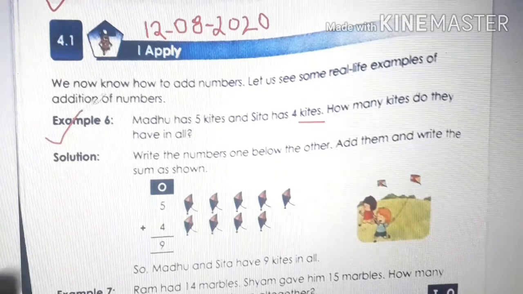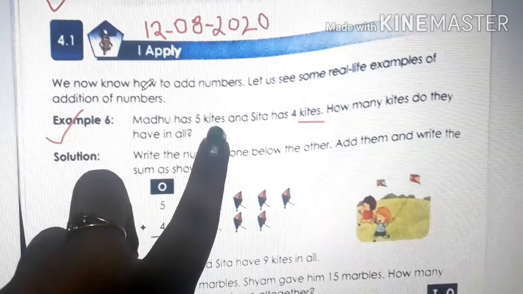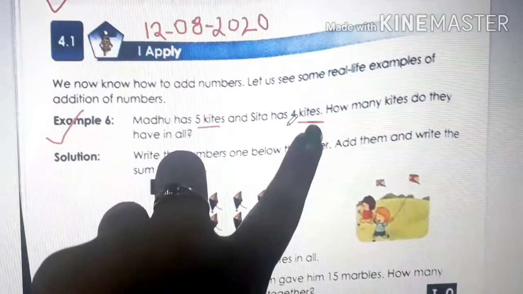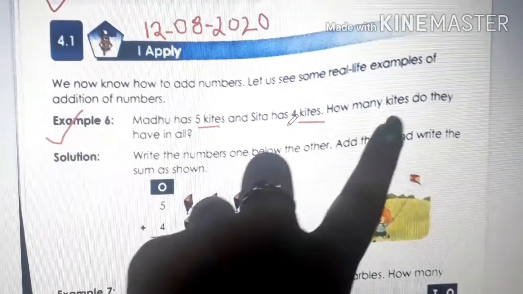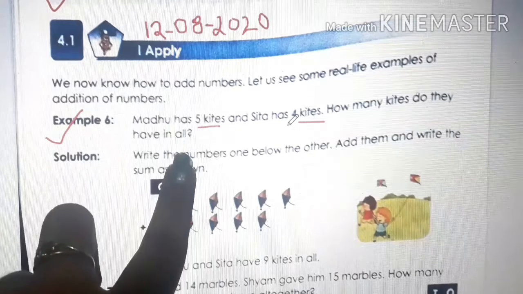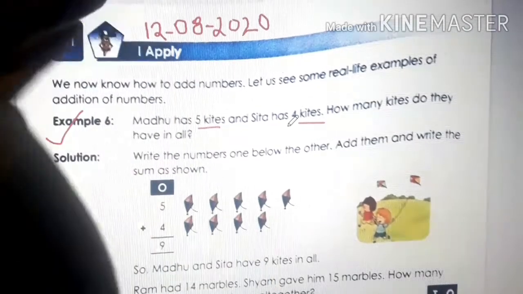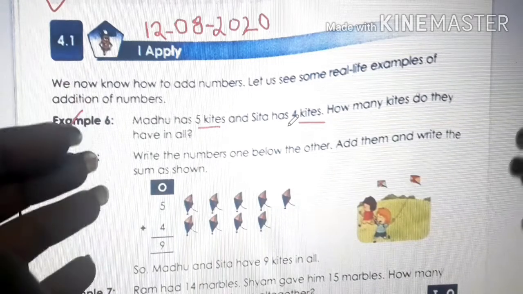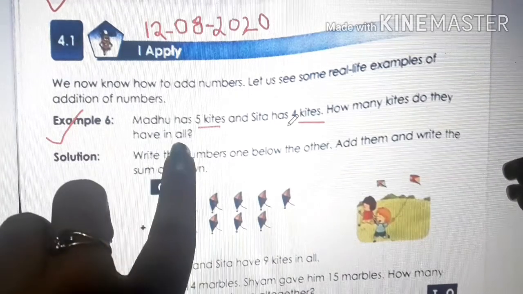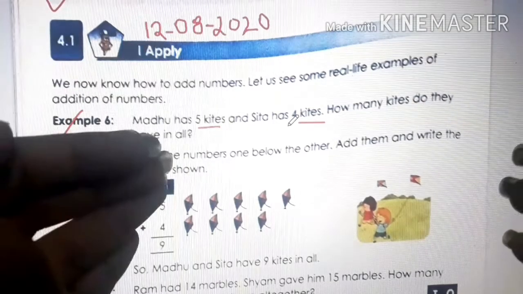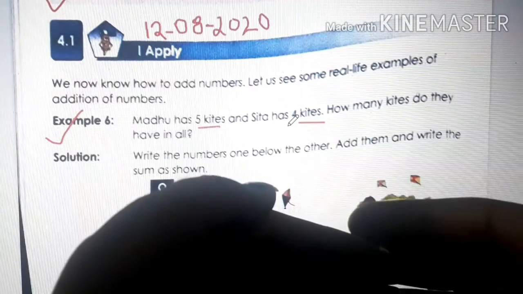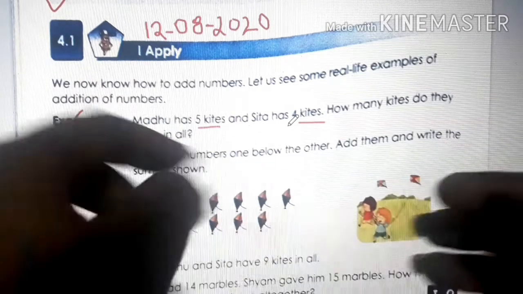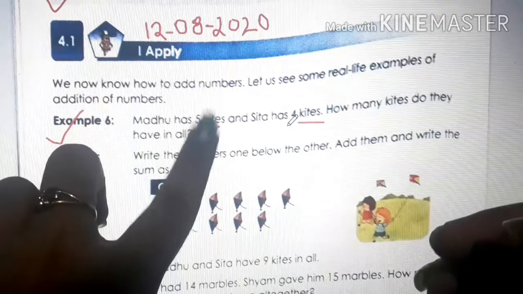Example 6. Madhu has 5 kites. Madhu has how many kites? 5 kites. And Sita has 4 kites. How many kites do they have in all? I told you, children, when it is asked in all together, then sum, what does it mean? Addition, in all. If you bring all the kites together, then how many kites will be there, isn't it? So total you are going to find, that is sum.